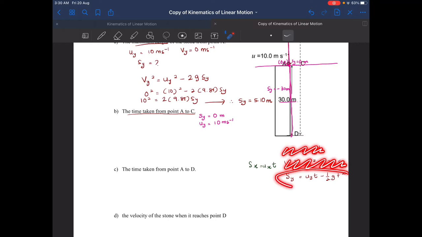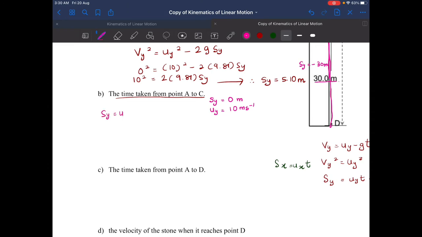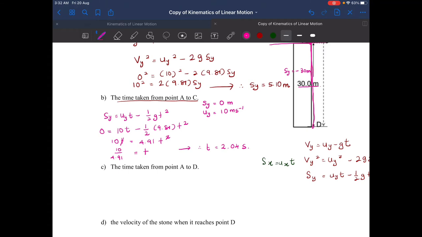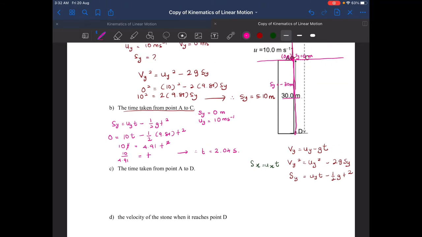So they want time. I think we can use this one. Let's try. SY equals UYT minus half GT squared. This one will be 0. So this will be 10T equals, I think, 4.91T squared. So we cancel the T, and we get 10 divided by 4.91. We move this across and we get our time to be 2.04 seconds. Okay, understand?